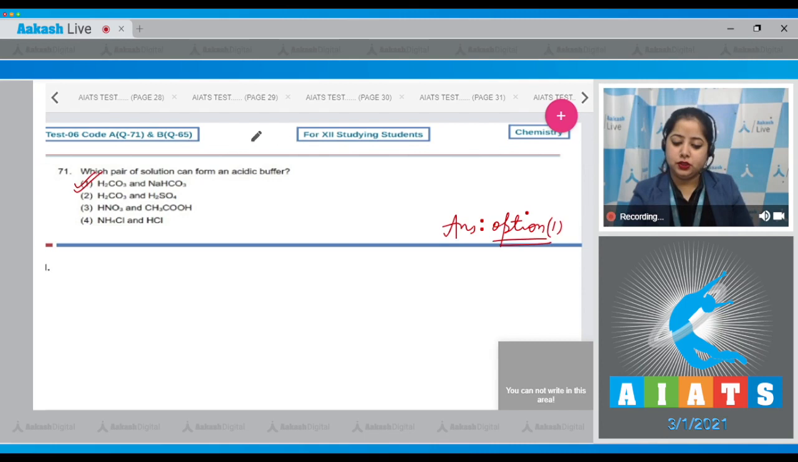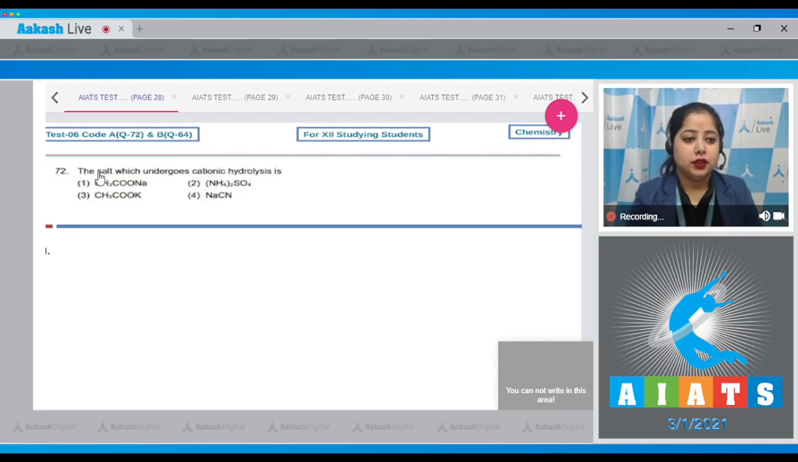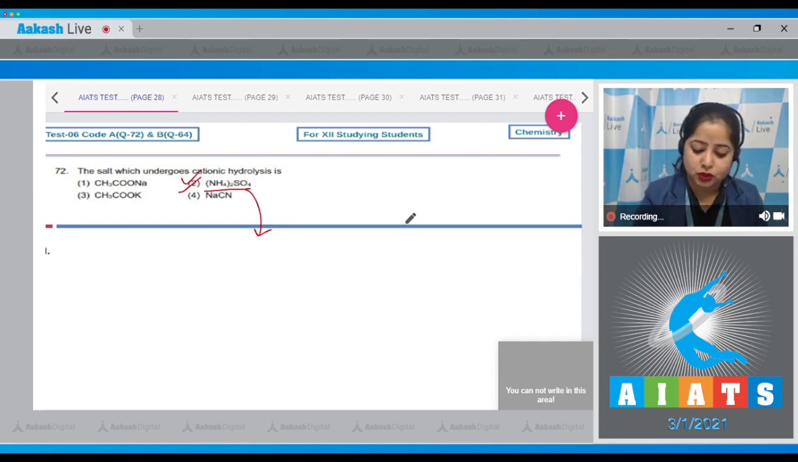Moving to next question, which is 72. The salt which undergoes cationic hydrolysis is. Students, a salt of a strong acid and a weak base undergo cationic hydrolysis. So here in option number 2, we are given a salt of a strong acid and a weak base. So this will undergo cationic hydrolysis. That means the correct answer is option number 2.